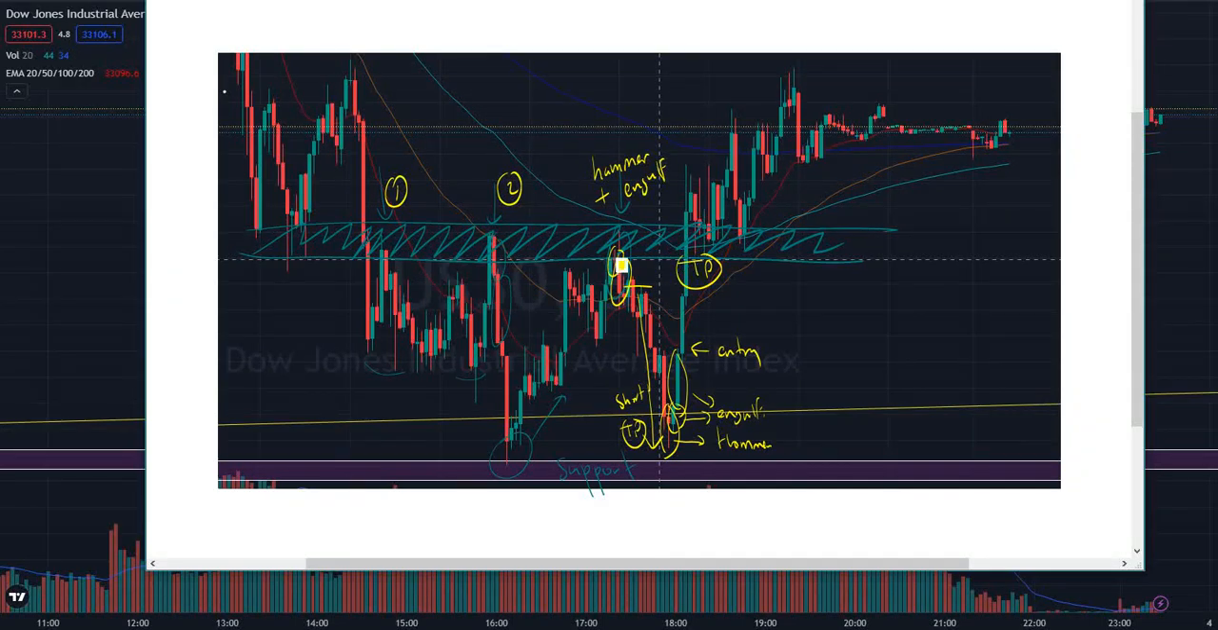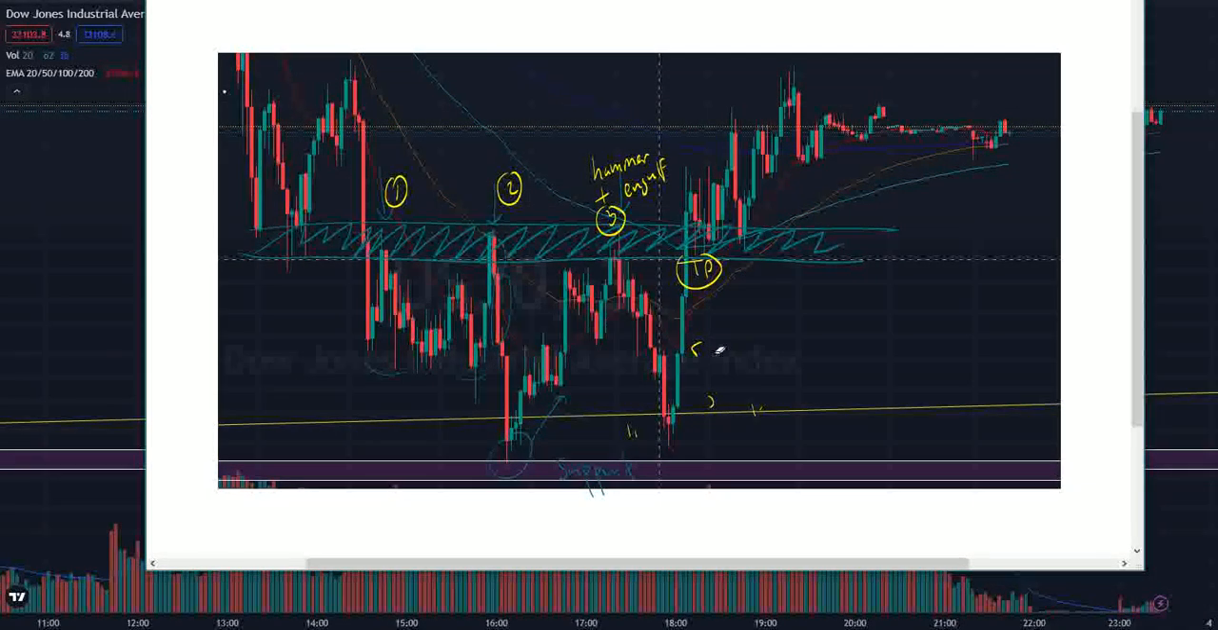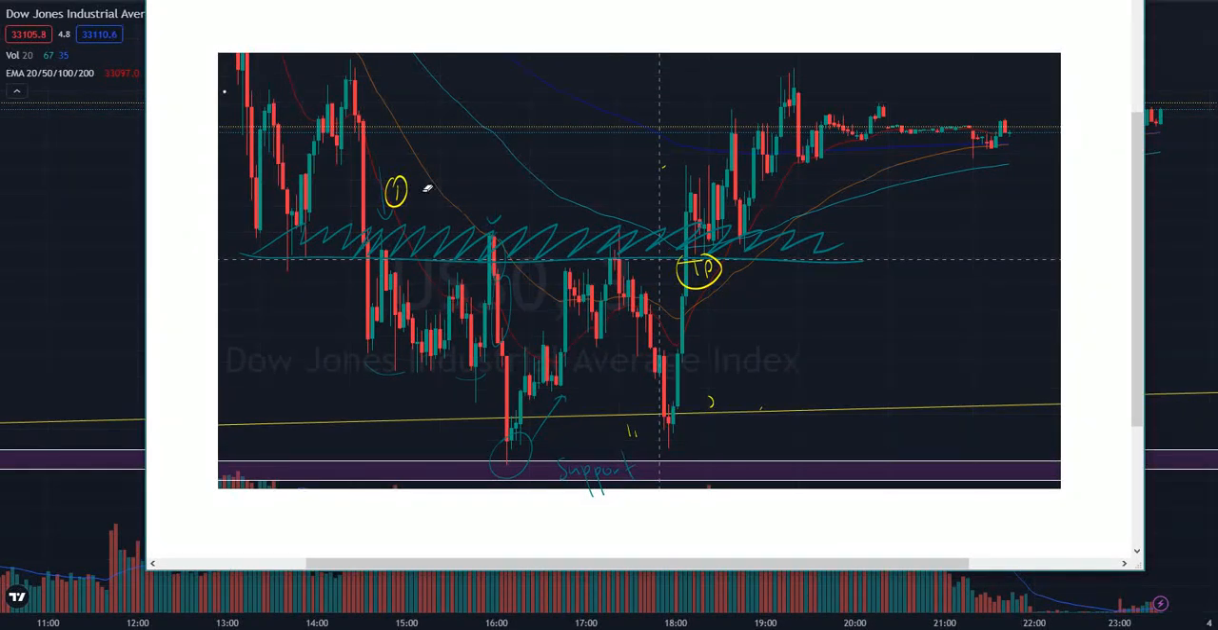Why? Because you got previously stopped out. So this is the third time. Previously stopped out. So this is something that we could have done. Now let's take a look at what happened when we got out of this.